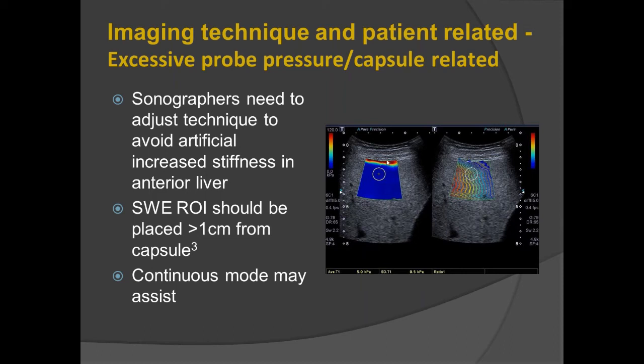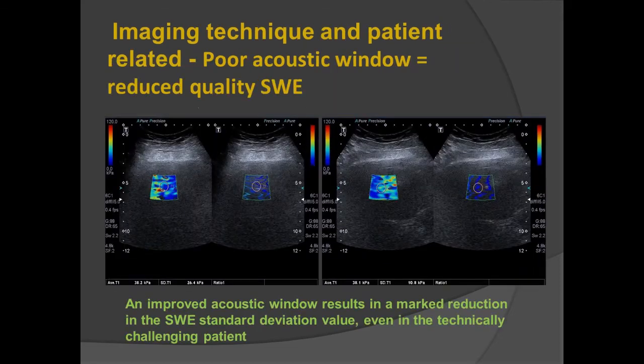You can actually introduce an artificial shear wave increase by pressing too hard on the patient, and here you can see that this is due to pressure on the capsule. Now, this isn't so much of an issue because, as the authors say, you just move your region of interest out of the red area. But to avoid this, ideally you should always be at least 1 centimetre from the hepatic edge.